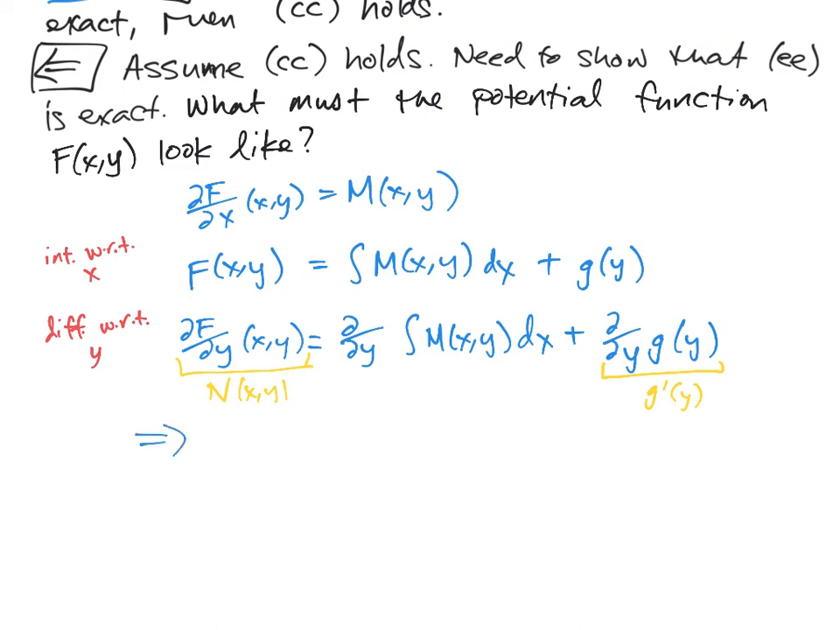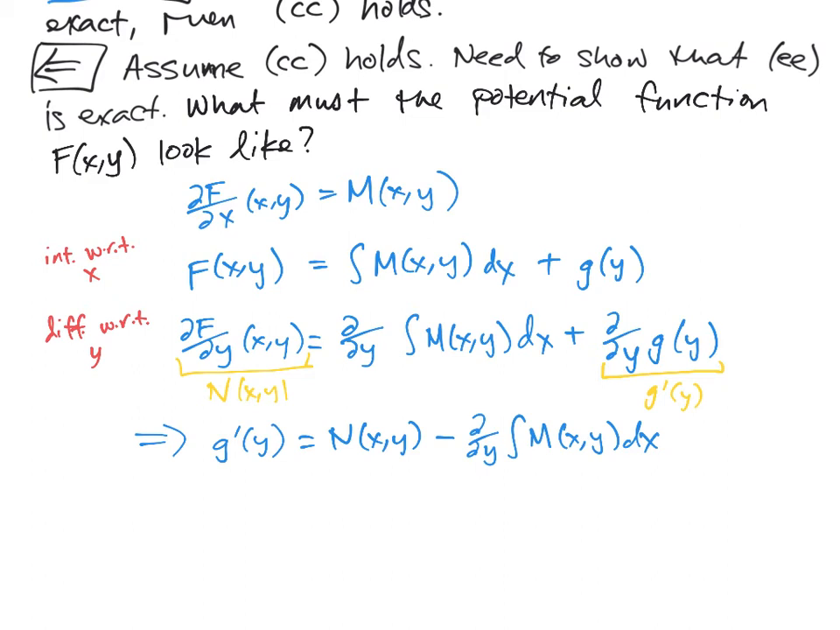And so if we shift these things around, we get that g prime of y, which is something that is some function we don't know yet, is equal to N of x, y minus d/dy of the integral of M with respect to x. Okay, so that's nice. It actually gives us a way to figure out what g of y is.